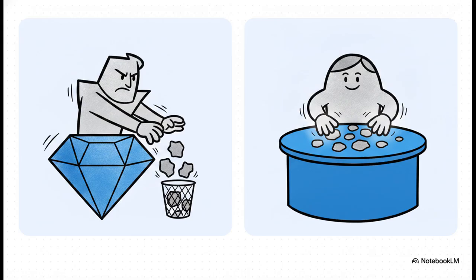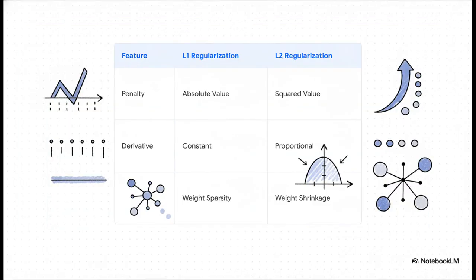So instead of firing anyone, L2 evenly reduces everyone's hours. It shrinks all the weights proportionally, but without eliminating them completely. And this brilliantly illustrates exactly why that happens under the hood. The difference between the two happens precisely because of their mathematical penalty functions.